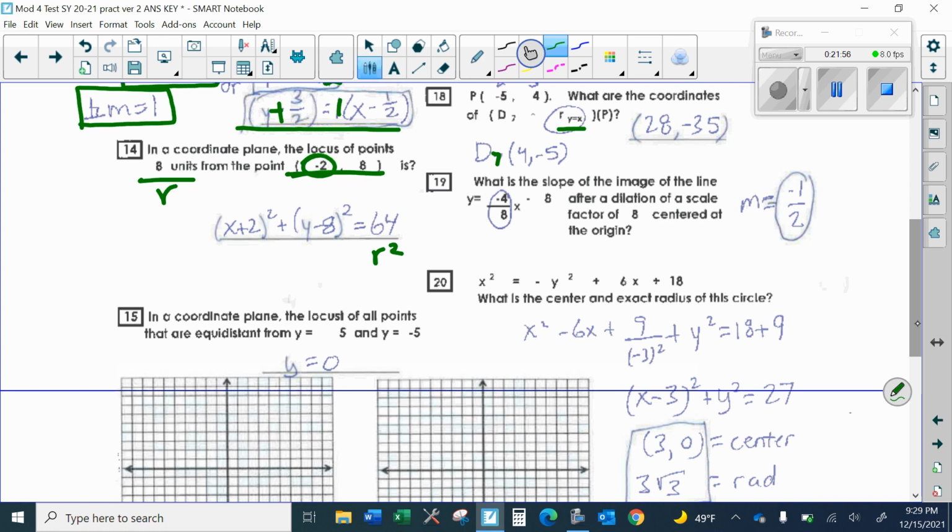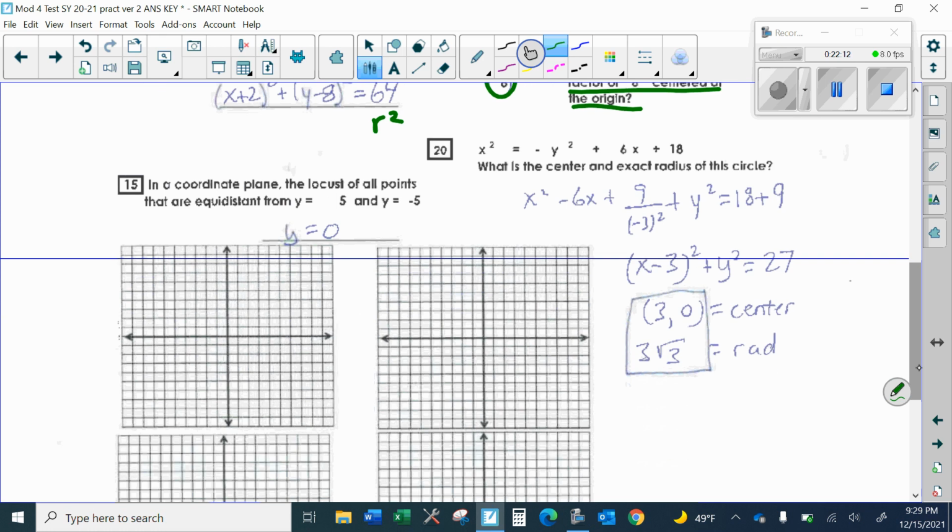Number 19, what's the slope of the image of this line? For the slope of the image of the line, it doesn't matter what the scale factor is or where it's centered, the slope never changes. So I just reduce that negative 4/8 down to negative 1/2.